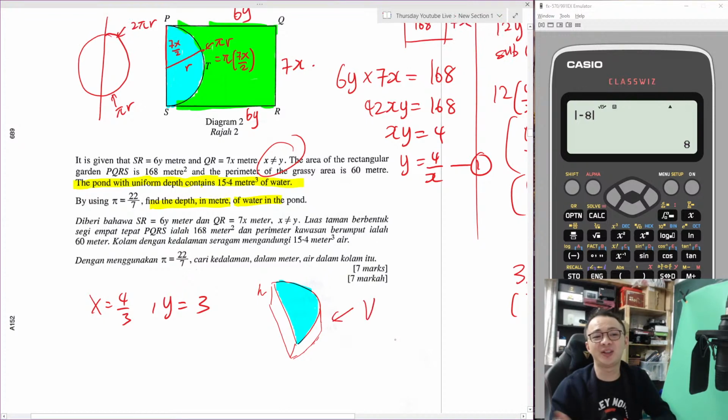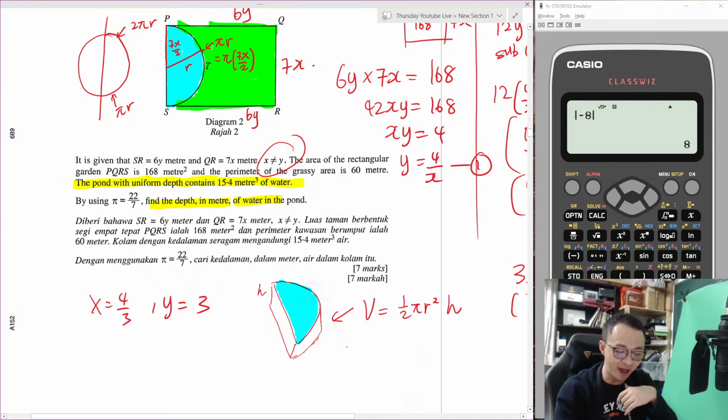This one is actually what we call a prism. For a prism, we basically just use the semicircle and multiply by the height, that's all. The area of a circle is pi r squared, so the semicircle is half pi r squared, and then multiply the height. So the volume we have is 15.4. Pi is 22 over 7.